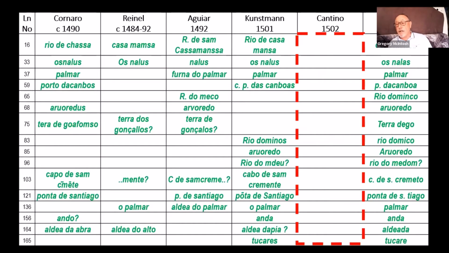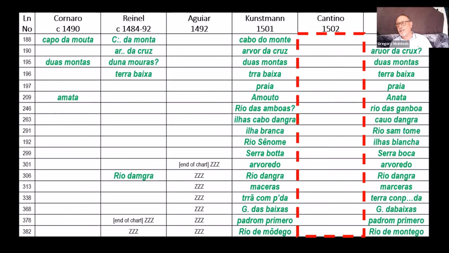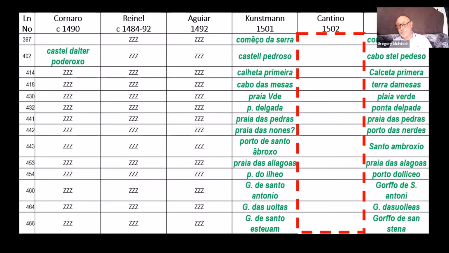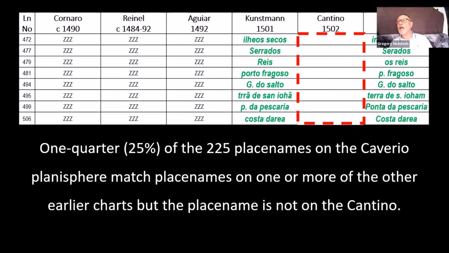In the 518 lines of text, there are 56 instances where the place name on the Carvalho planisphere matches the same place name on one or more of the other charts, but the place name is not on the Cantino. Here are the first 18, the next 18, and some more, and the final place names for the total of 56.